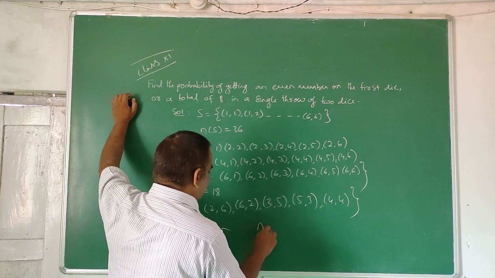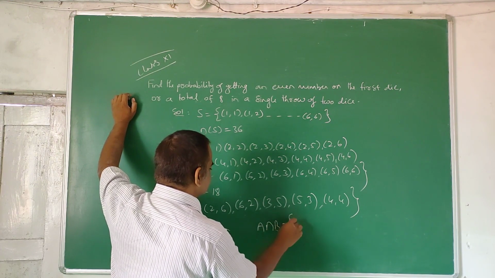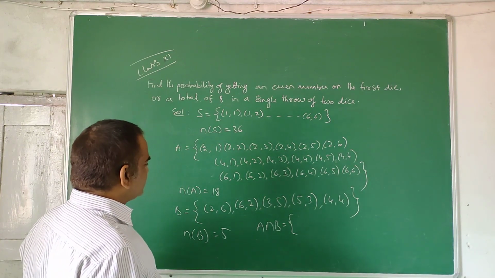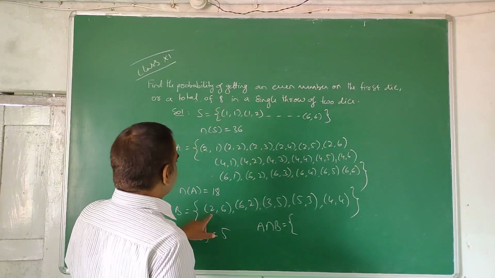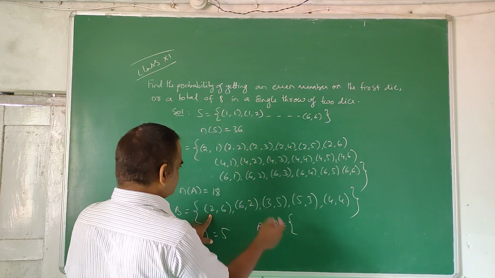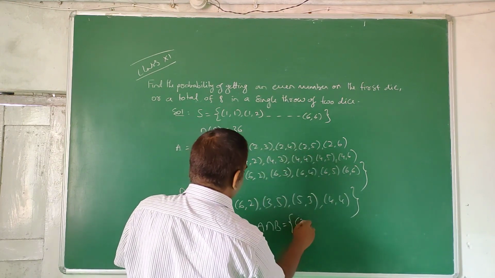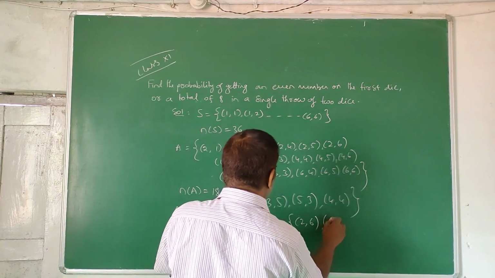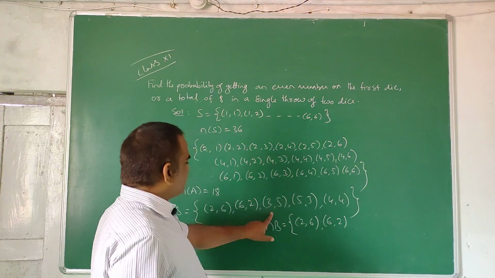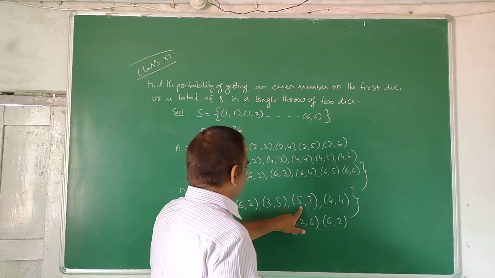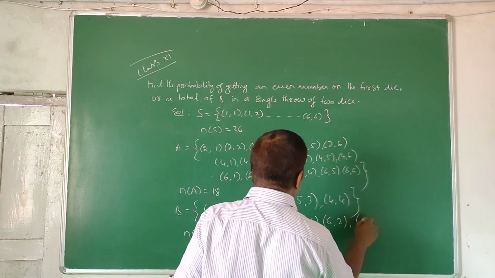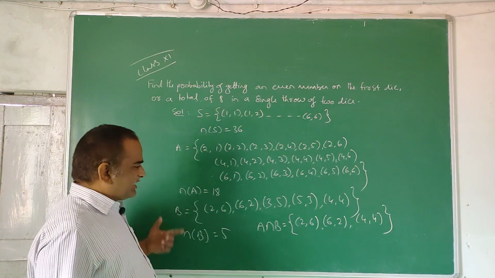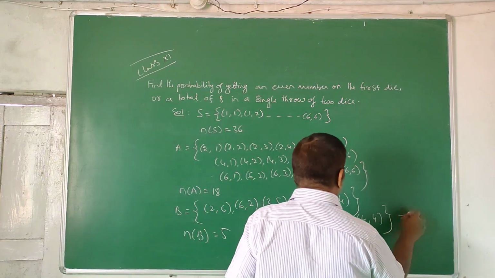Now let us find A intersection B, the common elements in A and B. So what elements are you seeing as common? You are seeing 2,6 is there in A. Of course 6,2 is also common. Now 3,5 and 5,3 are not there. Again 4,4, you are seeing that. So these are the three elements common to both sets A and B, which is clearly not equal to the empty set.